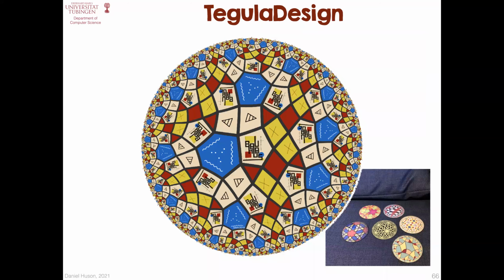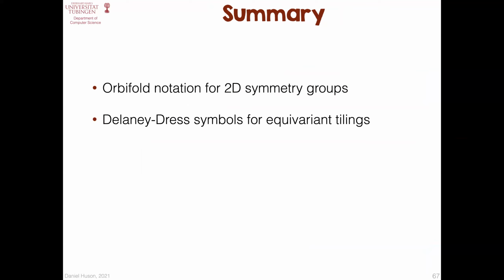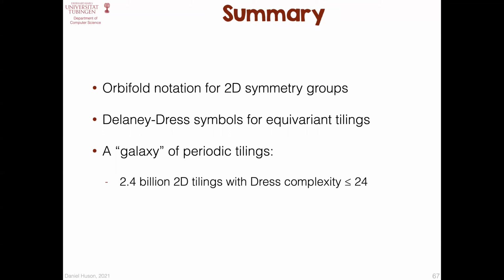Tegula design, I'm trying to turn that into a program that might be useful for designers to produce more interesting images. Okay, we come to the end of the presentation. I first told you about Conway's orbifold notation, these two-dimensional symmetry groups. We saw that Delaney-Dress symbols can be used to describe equivariant tilings. I presented our galaxy of periodic tilings, all periodic tilings up to complexity 24. There's 2.4 billion of those. They're all in a big file on the server if you ever want to study them. I gave you a small demo of particular software that we've developed to visualize these tilings.